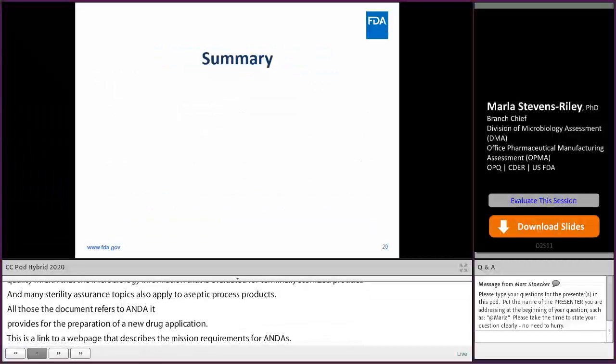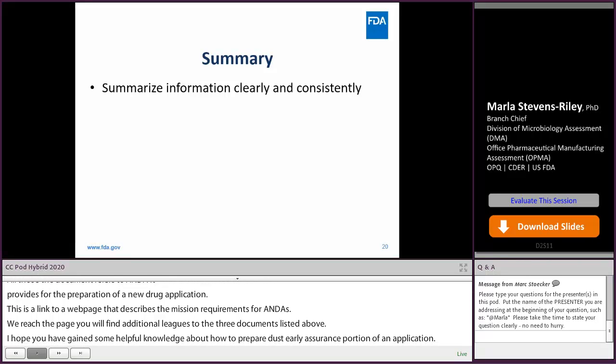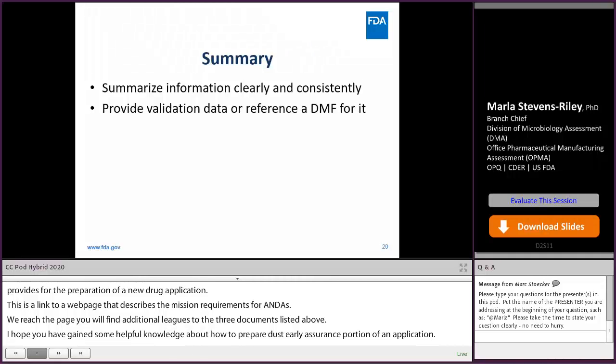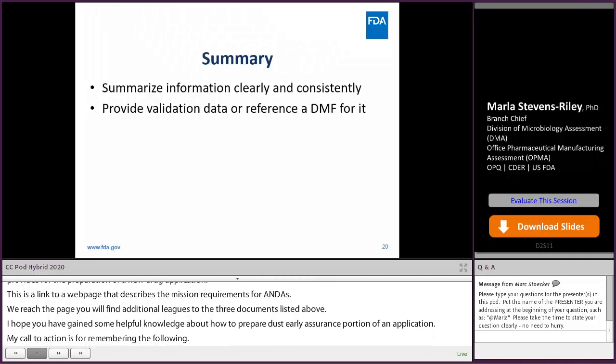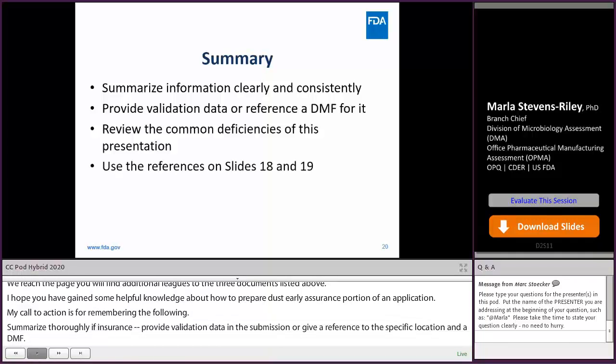I hope you've gained some helpful knowledge about how to prepare the sterility assurance portion of an application. My call to action for everyone is to remember the following. Summarize sterility assurance information clearly and consistently. Provide validation data in the submission or give a reference to the specific location in a DMF. Review the common issues discussed in this presentation and use the guidances and question-based review documents listed on slides 18 and 19 as your guides for building a better sterility assurance application.